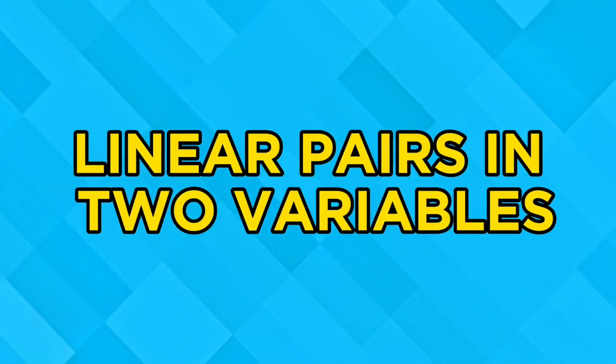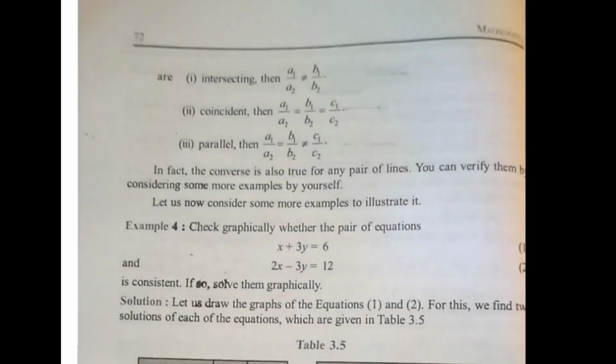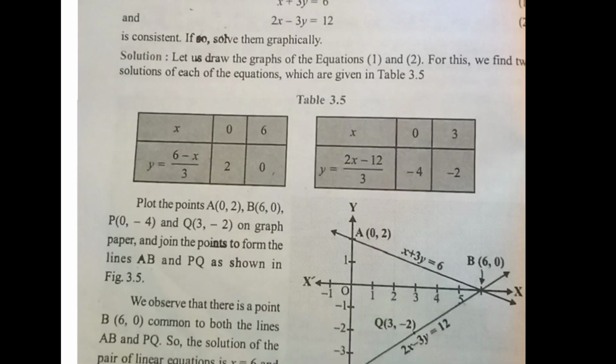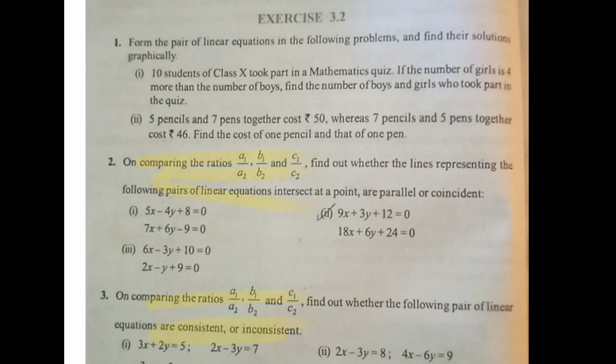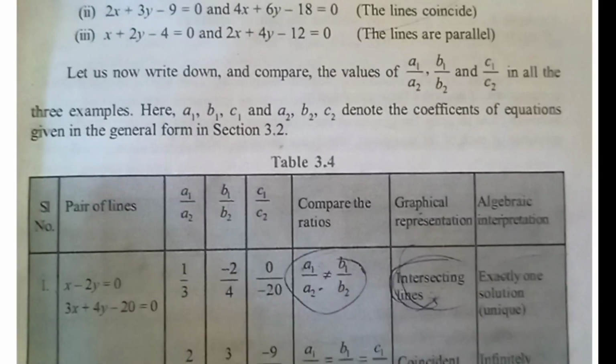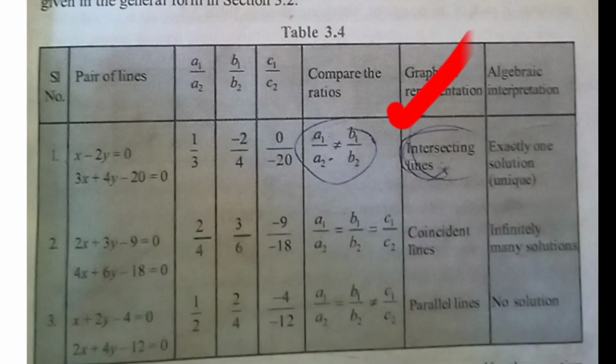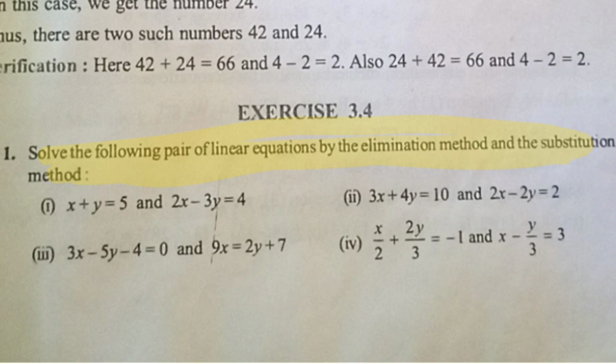Next lesson is pair of linear equations in 2 variables. From this chapter you study the graph, which will come for 4 marks. Definitely it will come. For 1 mark study exercise 3.2, second one and third one. They will ask either graphical representation or algebraic representation. Then for 2 marks they will ask you to solve the problem using the elimination method or the substitution method. I suggest you do it with the elimination method, which is very easy.